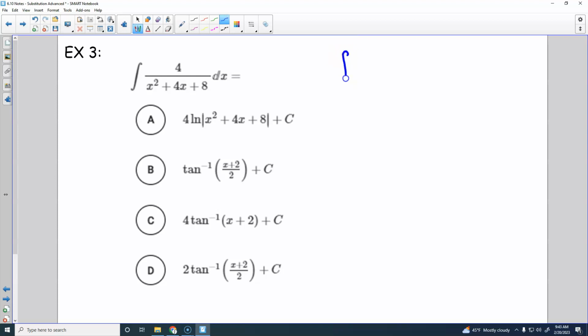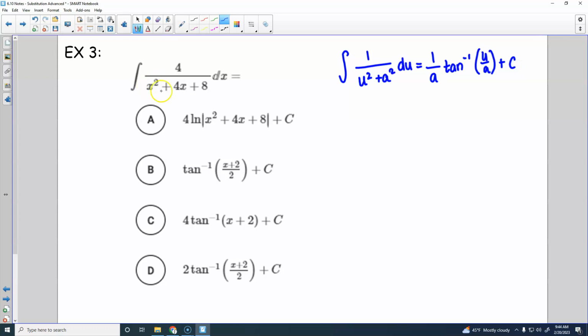So, the rule for inverse tangent is 1 over u squared plus a squared, or a squared plus u squared. It really doesn't matter which order that is in. And that is going to give you 1 over a inverse tangent of u over a plus c.